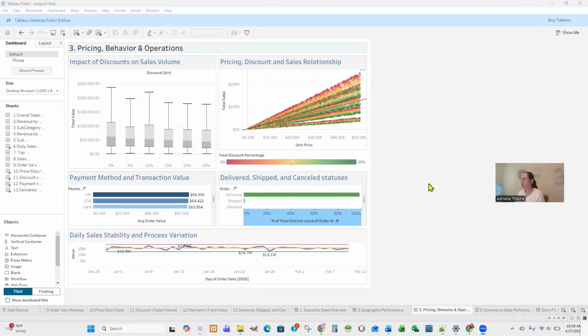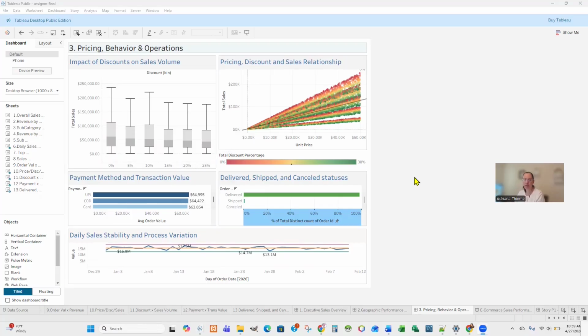The third dashboard that I built and I'm going to look into is pricing, behavior, and operations. In summary, this dashboard is showing that the business is stable and predictable, with revenue coming from pricing. So we already looked at the discount versus pricing impact, and we know that discount is not making a huge difference in our sales volume.